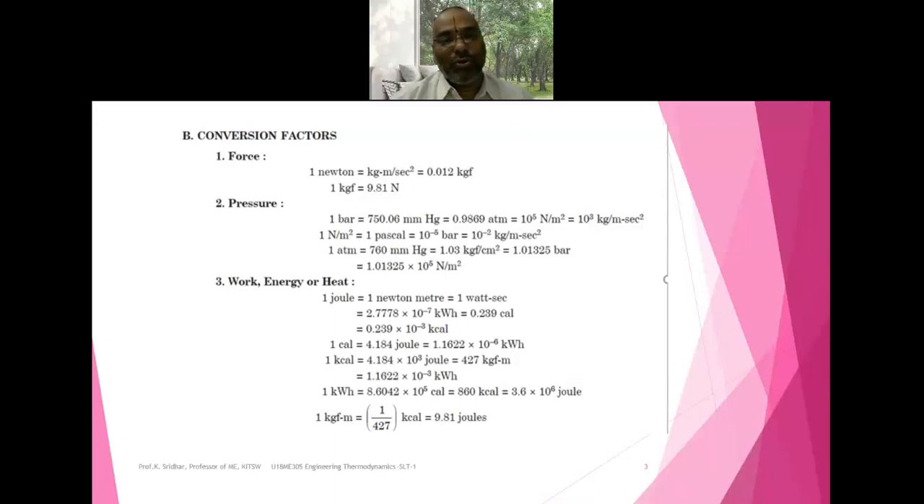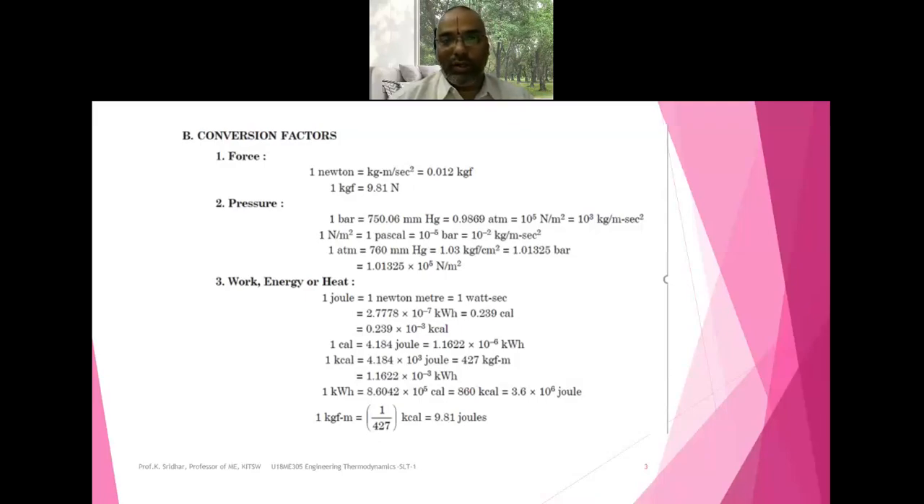The first and foremost important parameter is force. We know that the SI unit of force is Newton, and regarding the conversion factors, 1 Newton is equivalent to 1 kg meter per second square, and 1 kg force is equivalent to 9.81 newtons. And the second important thermodynamic parameter is pressure.